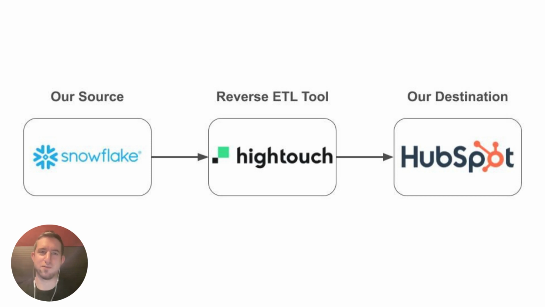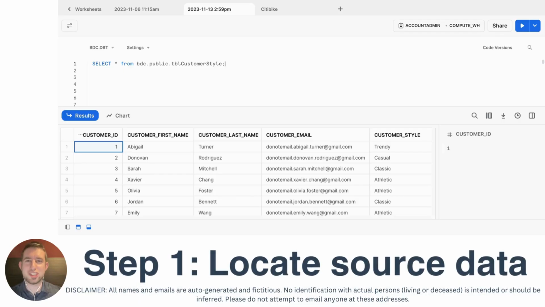Our use case is for a fake clothing company called StyleCo, which wants to introduce a new line of clothing to its customers, but personalize it based on each customer's style preferences. Within Snowflake, StyleCo's data science team has created a table with every customer and the style that that customer is most likely to purchase. This table is table customer style and has one row for every customer. For example, customer number 1, Abigail Turner, has a style of trendy.